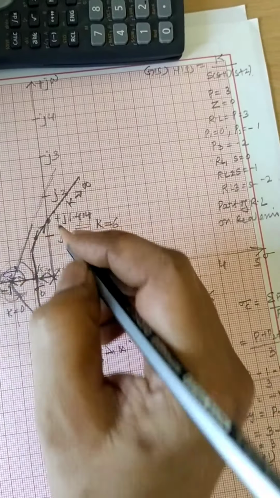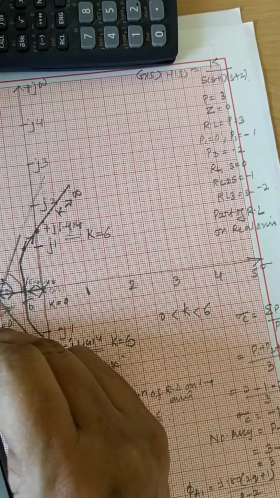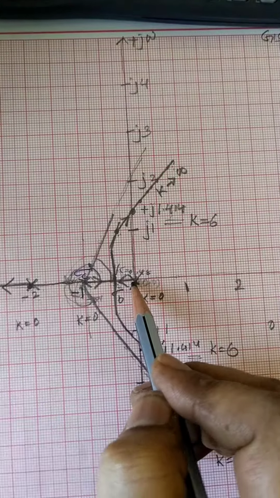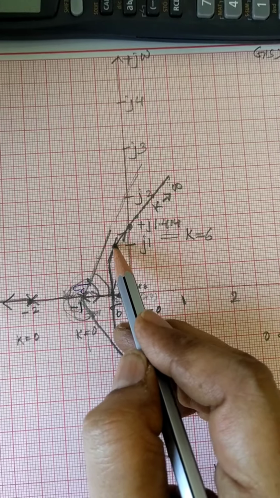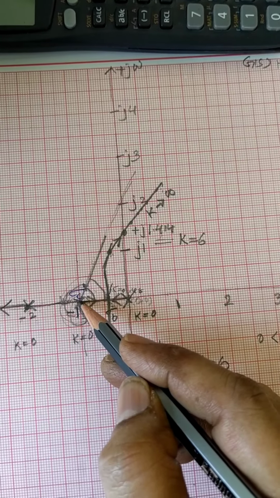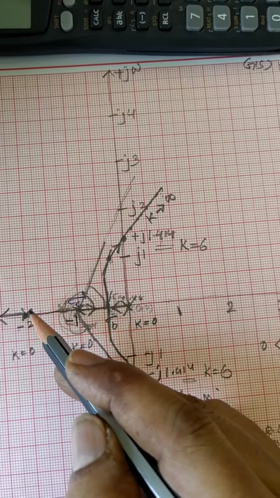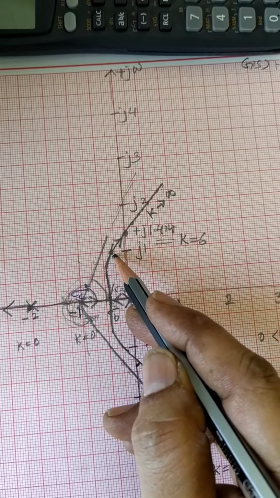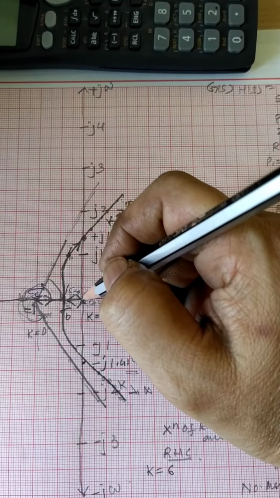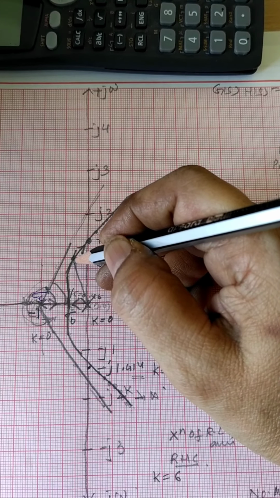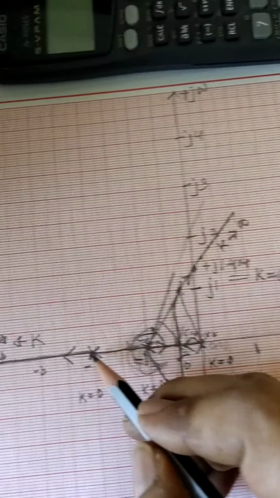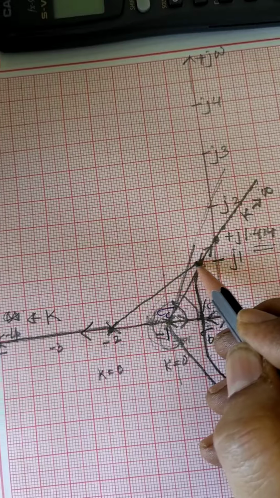To this point, from this pole you draw a vector, from this pole you draw a vector, and from this pole you draw a vector. So from s is equal to 0 to this point you draw a line, from s is equal to -1 you draw a line, and from s is equal to -2 you draw a vector. I am not using the scale here, but these are the three vectors.